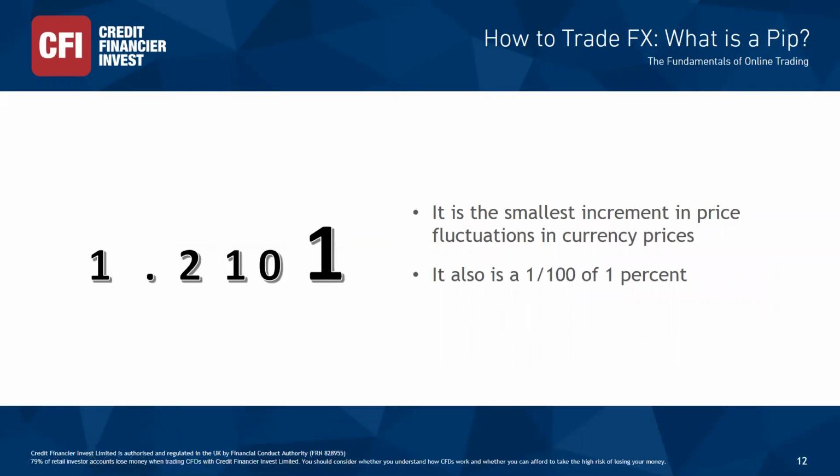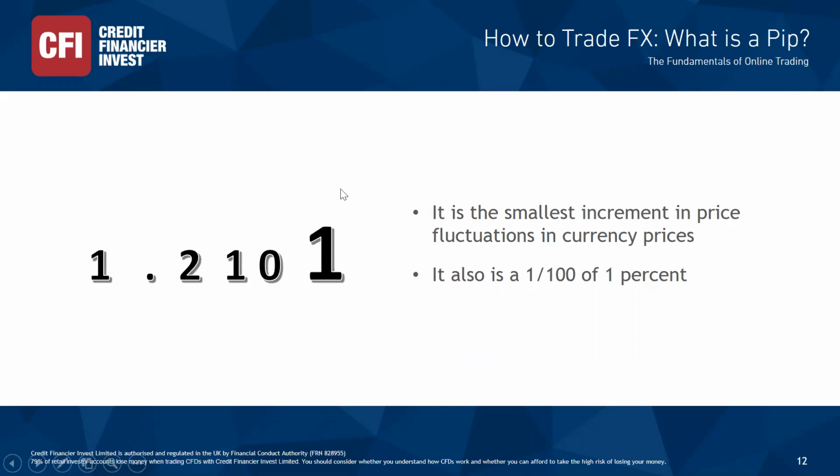So now, as I said before, another important thing to know is the pip. What is basically a pip? A pip is the smallest increment in price fluctuation in currency prices. As you can see, it's basically the fourth decimal of the currency price. So when you see the platform, you will have two prices, but before we get into that, one pip is basically the fourth decimal. So this one number over here, in this case, number 1.